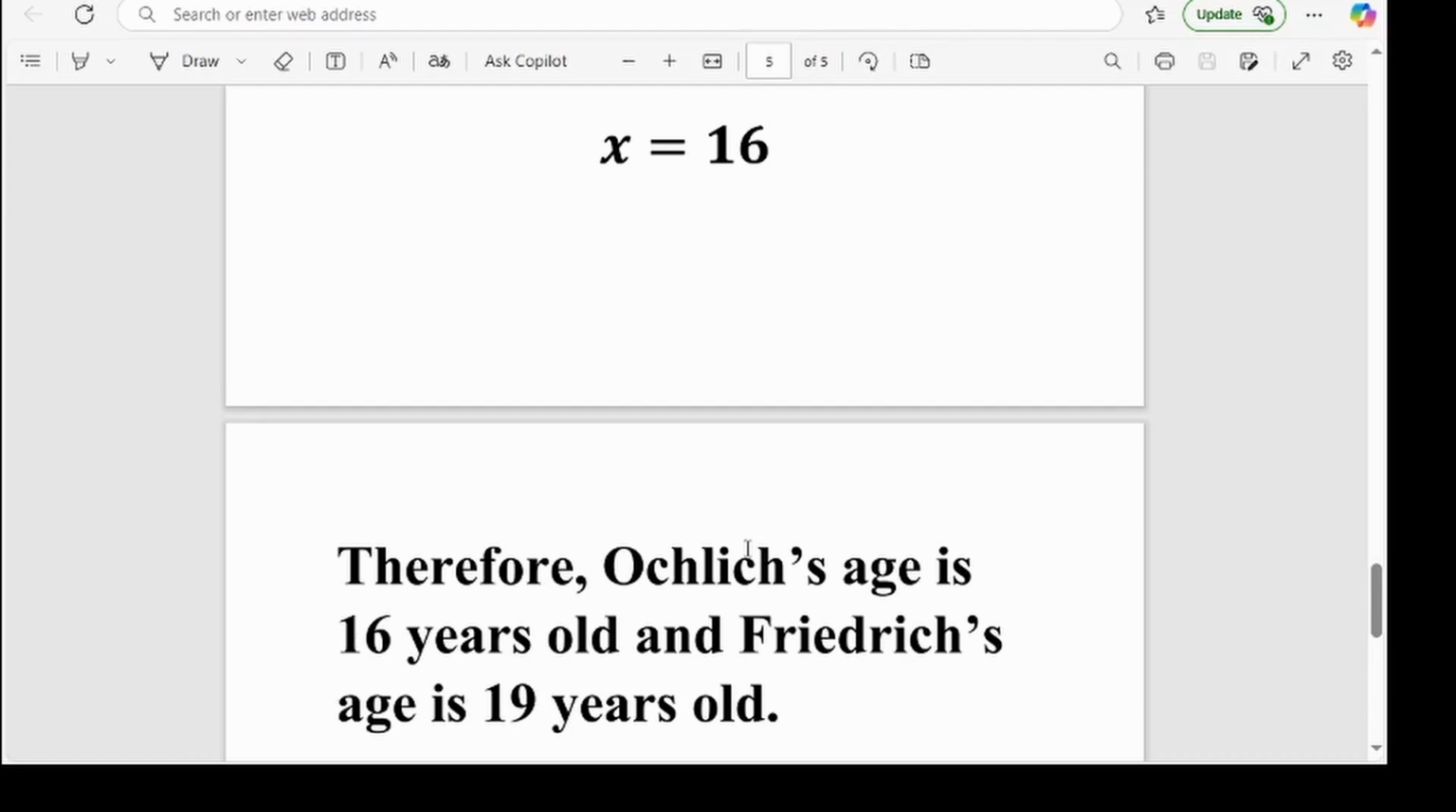And in order to verify if you are on the right path, you just add the sum of their ages. 16 plus 19 is 35 years old, which confirms or verifies that the ages of the two friends are valid or are true.